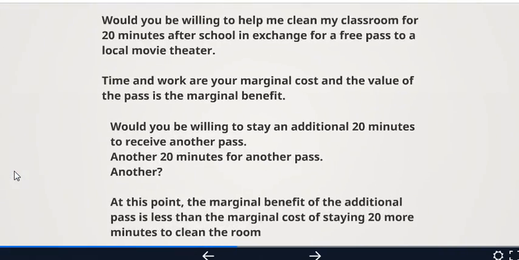There we go. Would you be willing to help me clean my classroom for 20 minutes after school in exchange for a free pass to a local movie theater? Everyone would shake their head. Yeah, I think I'd do that. You know, that'd be nice. 20 minutes, go see a movie.